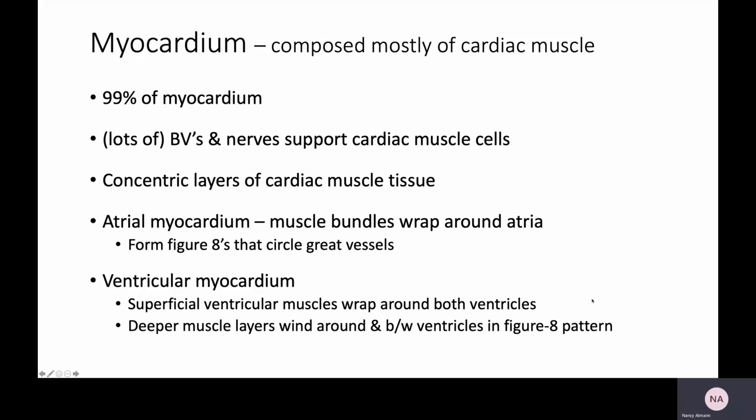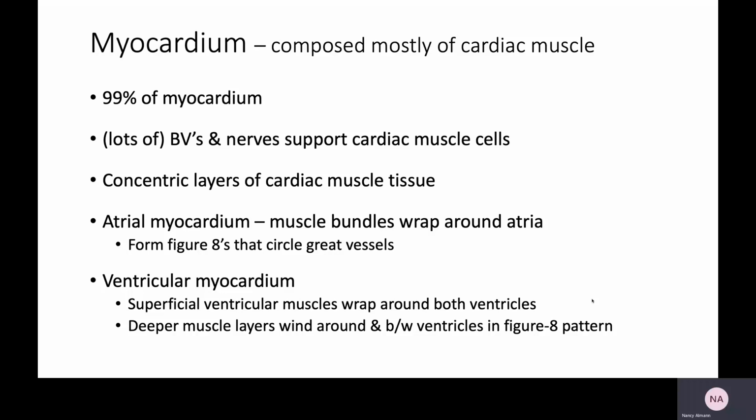Now, the myocardium, that's where the action is. That is what the heart is known for. We know that it's mostly cardiac muscle cells. In fact, 99% of the myocardium is going to be cardiac muscles. There will be a lot of blood vessels and a lot of nerves that are going to support those cardiac muscle cells. There are concentric layers of cardiac muscle tissue. The atrial myocardium is formed of muscle bundles that actually wrap around the atria and are going to form figure eights that circle the great vessels, and there's a good image of that later in this section.